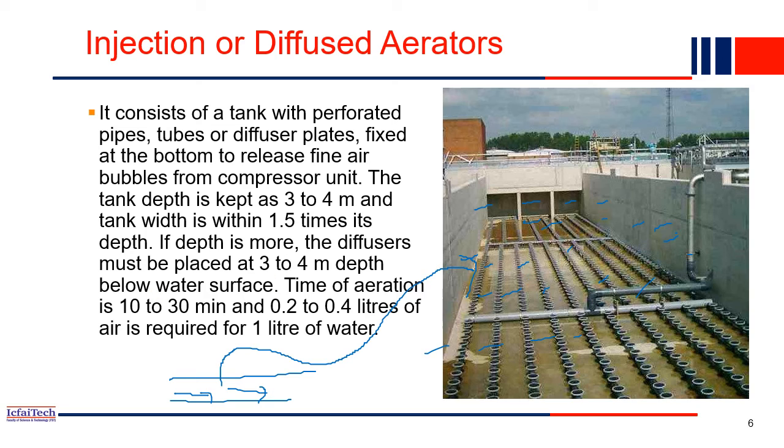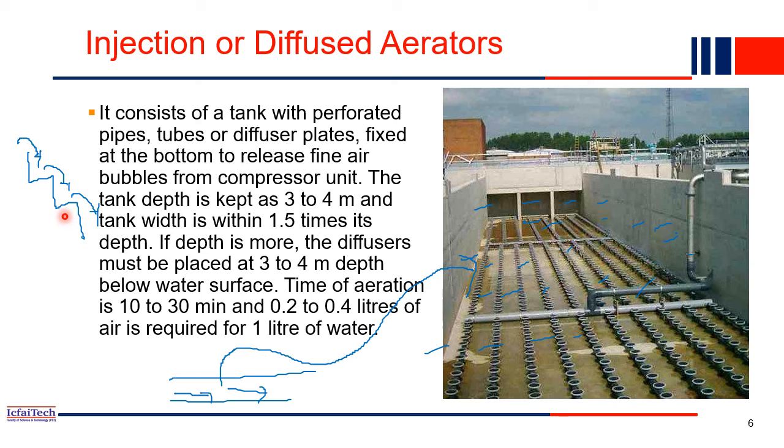In the gravity method, we make this type of steps, right? Water will be flowing down the steps like that. This is the very basic aeration we use if a small quantity of water has to be treated, so in that case we can use the gravity aerator. But if you want to increase the efficiency of a gravity aerator, we can use the fountain aerator we discussed in the last slide, right?